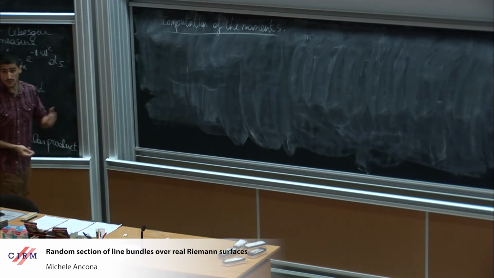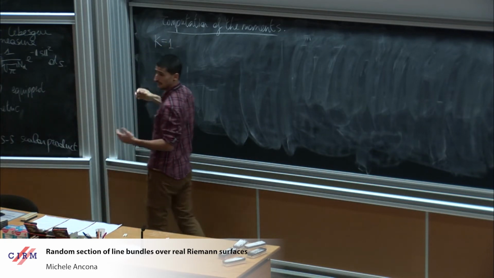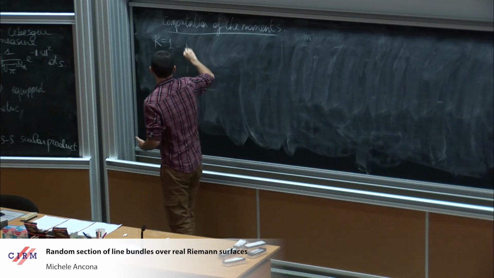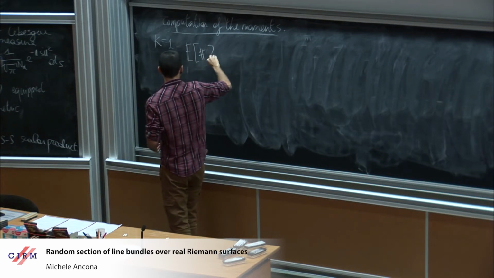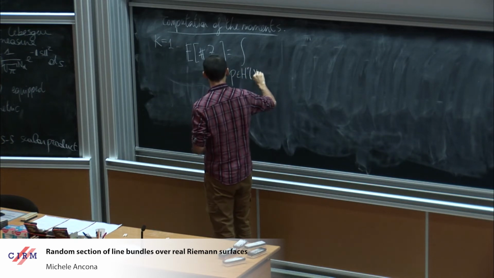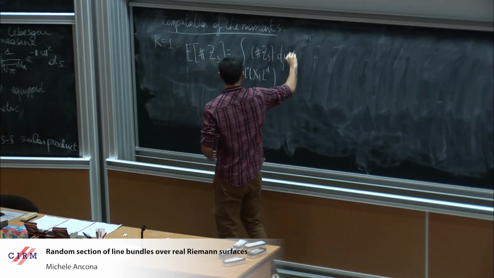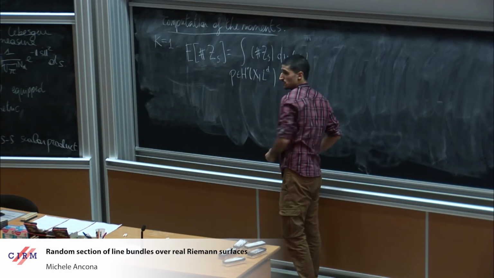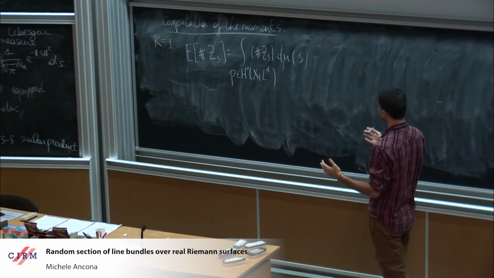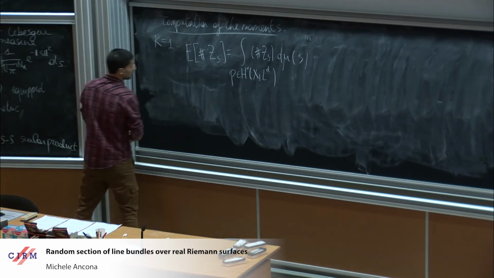So how do we compute such numbers? We start with the case k equal to 1, the expected number of real zeros of a random section. The quantity we want to compute, I repeat, is this integral. The function we want to integrate depends on some real points of our curve, so we want to transport this integral over the set of real points of our variety.